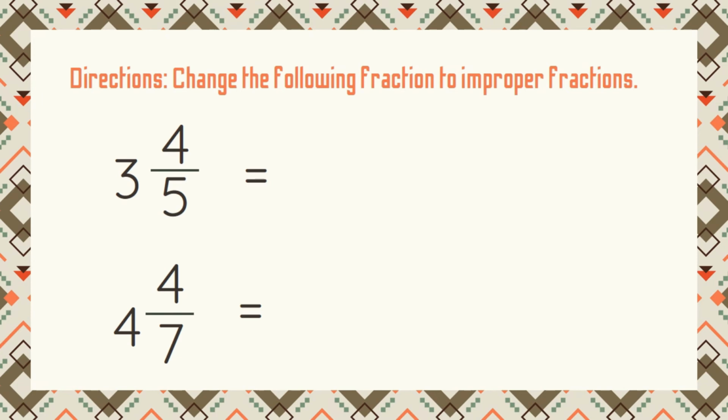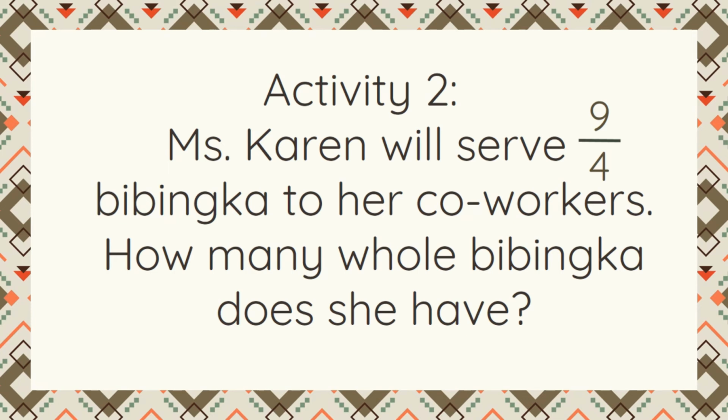When we change 3 and 4/5 into improper fraction, the answer is 19 over 5. While 4 and 4/7, the answer is 32 over 7. Let's have activity number 2. Miss Karen will serve 9/4 bibingka to her co-workers.